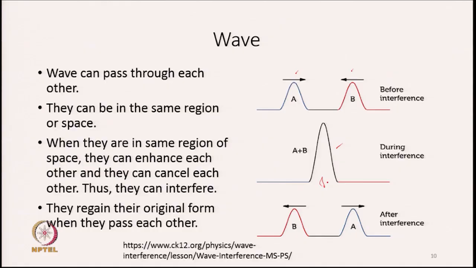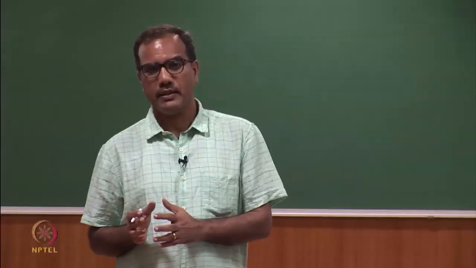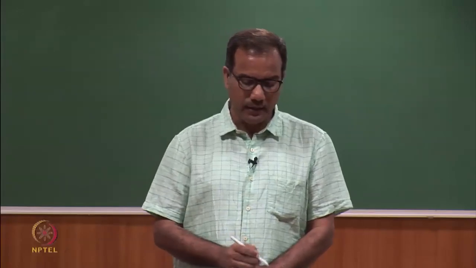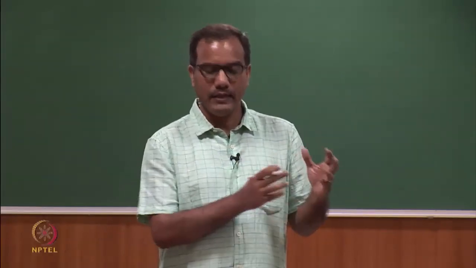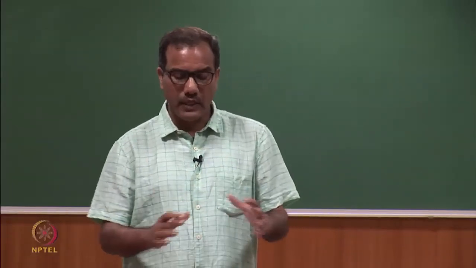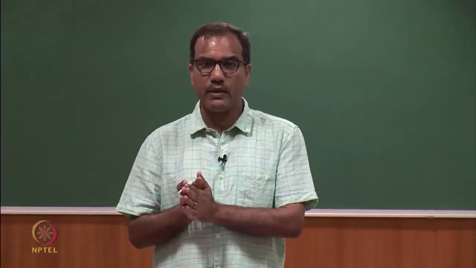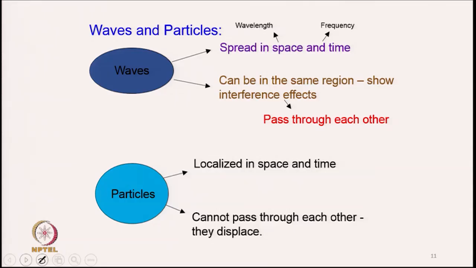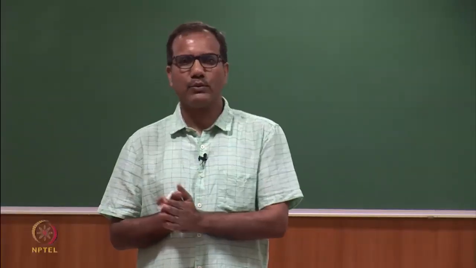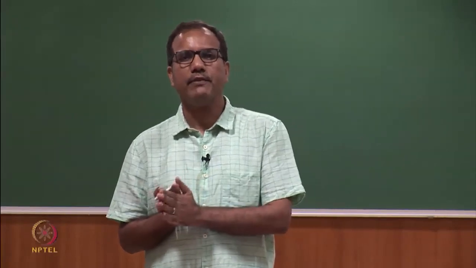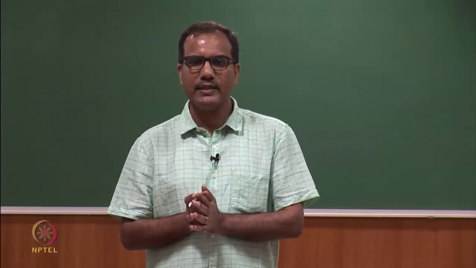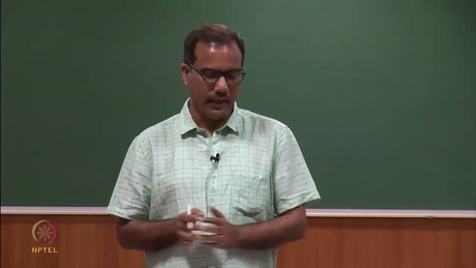Now, if we go further ahead in time, what will happen? B will go in this direction, A will go in this direction. Now B is at this position and A is at this position. So, they regain their original form when they pass each other. This is a difference between wave and particle. In a nutshell, waves are spread in space and time, and they can be in the same region, so they show interference effects, whereas particles are localized in space and time and cannot pass through each other; they displace.